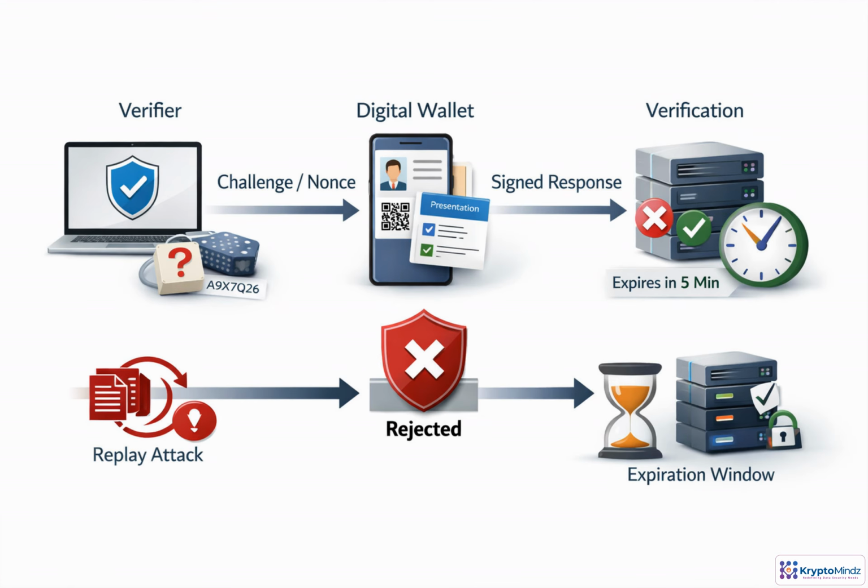Replay prevention depends on freshness. For every request, the verifier creates a unique, unpredictable challenge or nonce. The wallet places that value inside the signed presentation or proof, binding the response to this exact session. When the verifier receives it, it checks that the challenge matches, has not been used before, and is still within the allowed time window. If any check fails, the presentation is rejected.